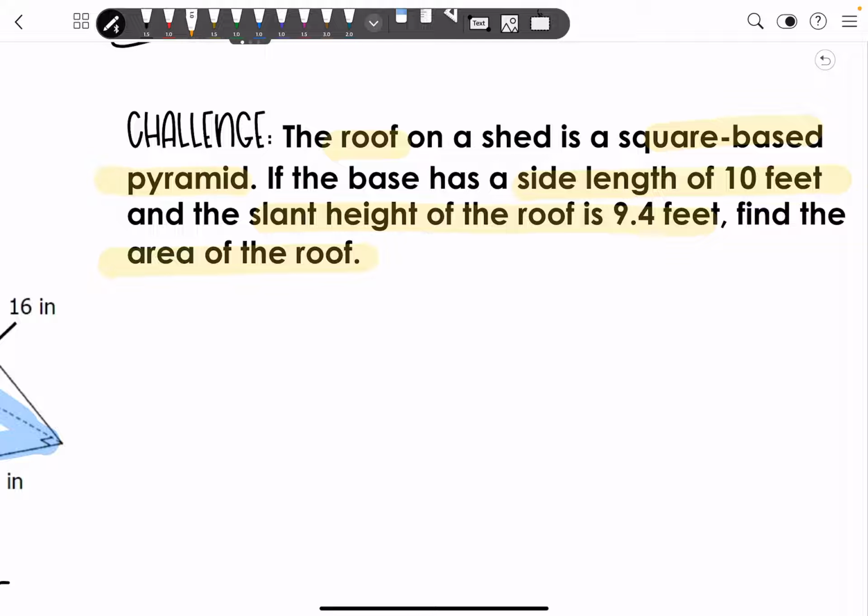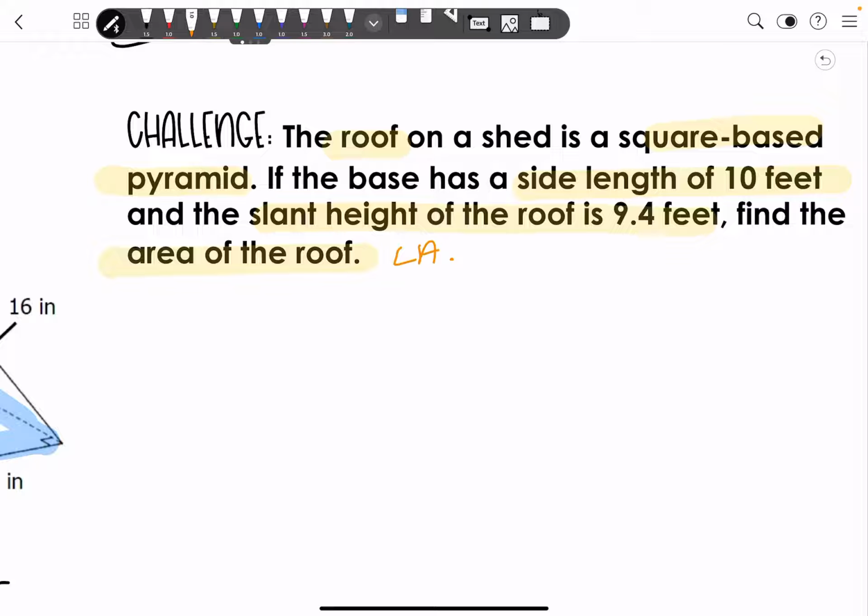So I want you to think about it this way. You've got a square happening, a square pyramid roof. But that means you're only worried about this part. You would not be worried about that base down there because, well, you don't put a roof on the inside of it. You only put it all the way around. So you want to note that you're only looking for the lateral area. So it's application of all of that.